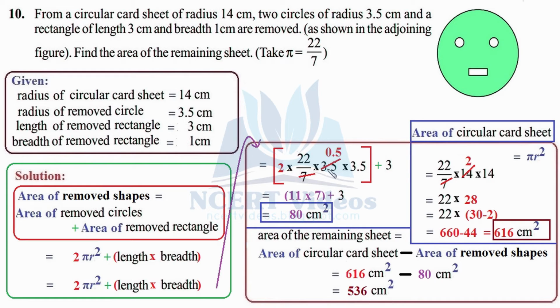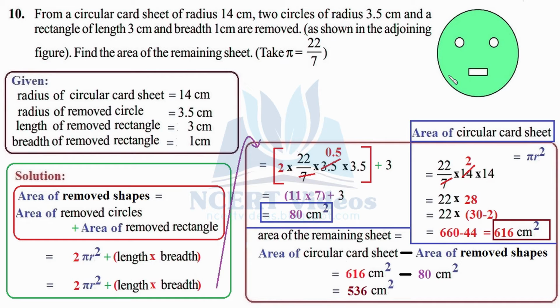So 7 fives are 35. Since the decimal was there, we write the decimal after one digit. And plus 3 is simple because the area of the rectangle is 3 into 1. That is 3 centimeters square. So both are in centimeter square. So solve it. How to solve it? 3.5 into 2 is, double of this is 7, writing 7, and 0.5 means half. So we are left to multiply these two numbers. Half of 22 is 11. So 11 into 7 plus 3 as it is. This is 77 plus 3 is 80. 80 centimeters square is the required area.